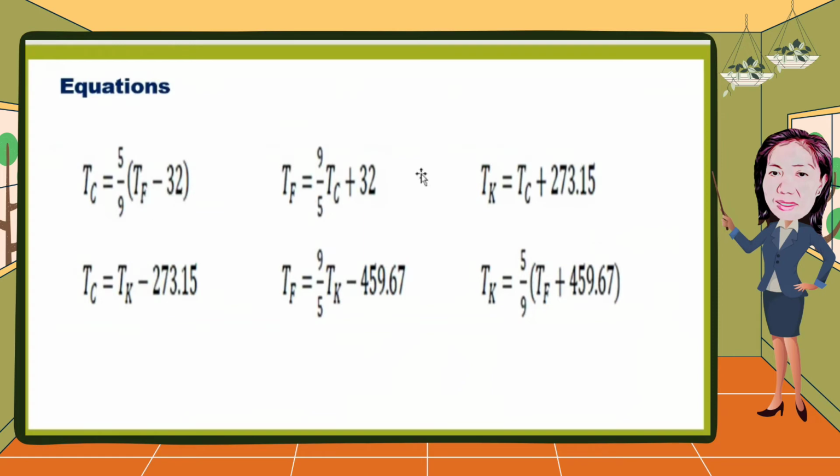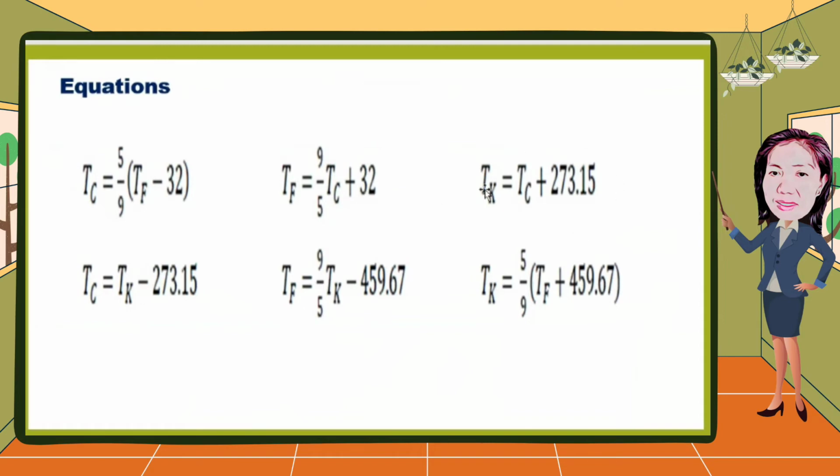Okay? Another equation, if the Celsius temperature is given, and you are asked to convert it to Fahrenheit. So you will use this equation. Temperature in Fahrenheit is equal to 9 divided by 5 times the temperature in Celsius plus 32.